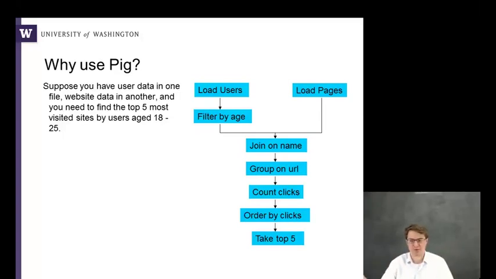And here's a pictorial representation of it that sort of shows a kind of data flow here. We're going to load users, we'll load the pages, we'll filter by age, do some kind of join on name, group, count up the clicks, order by clicks, and then take the top 5. This may or may not be the way you draw it on the whiteboard if you were to express it yourself, but it's a reasonable way of describing the problem.